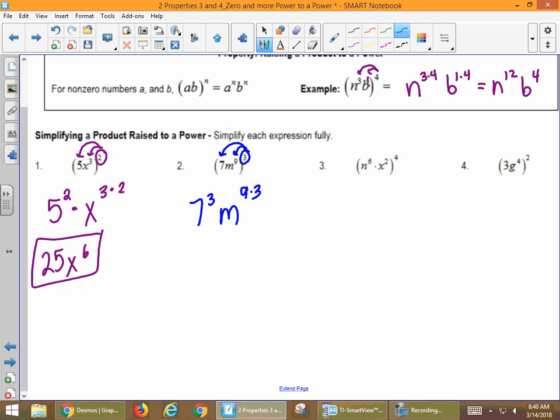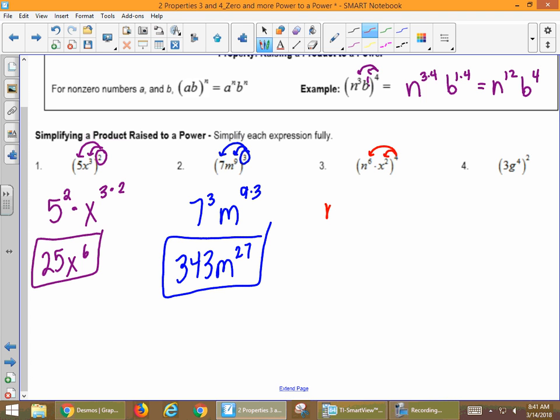What's 7 to the 3rd? 343. And what's my exponent on my m? Awesome. Done and done. Bring your 4 in. Multiply it with your 6 and your 2. N to the 6 times 4. X to the 2 times 4. Write the middle step. Write the operation that you're doing.